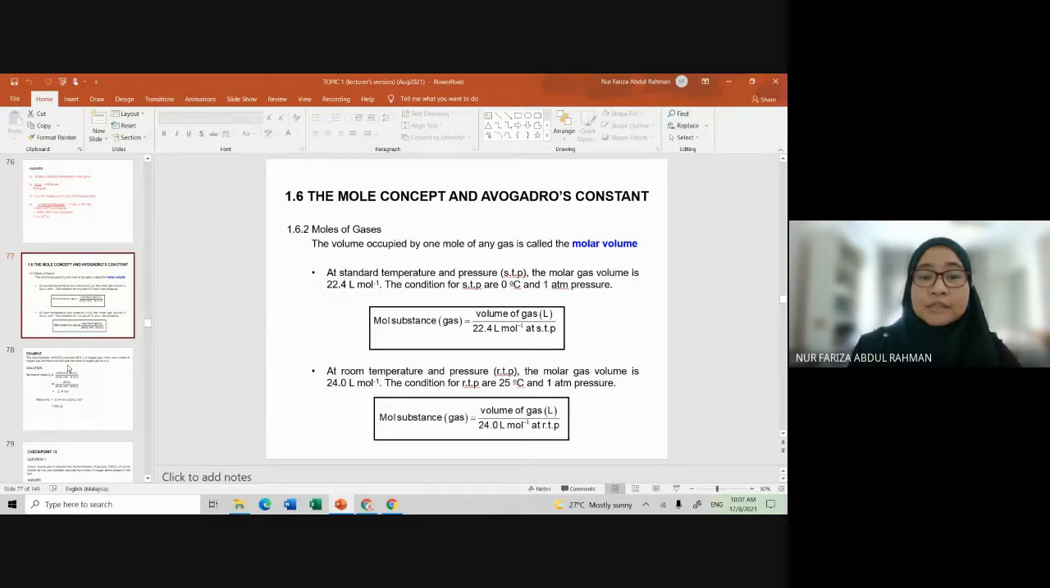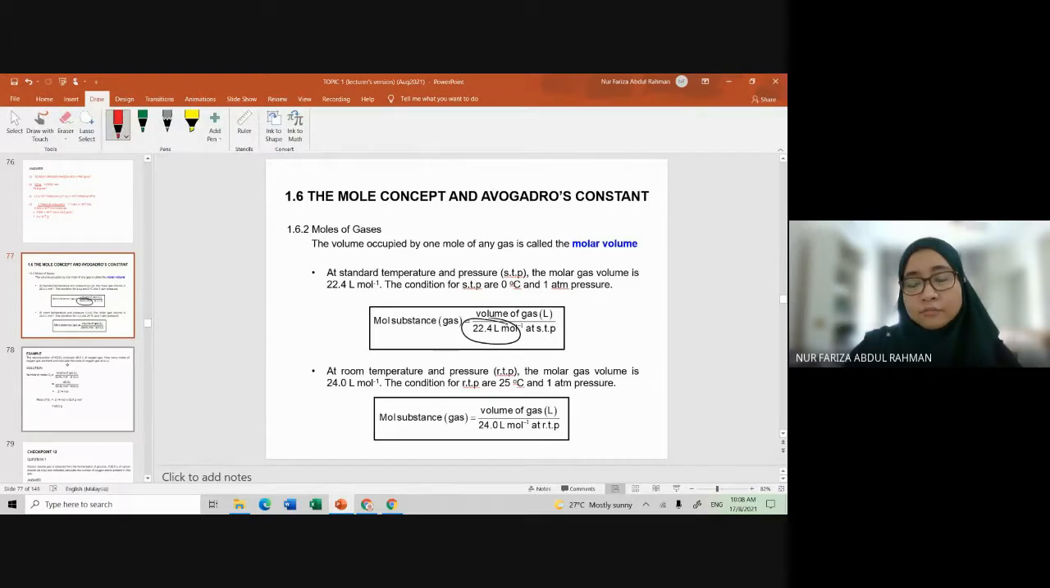Yeah, so please be aware of the condition. There are 2 conditions that you should know. One is at STP and the other one is at RTP. STP stands for standard temperature and pressure. The temperature is at 0 degrees Celsius and pressure is at 1 atm. On the other hand, RTP is at 25 degrees Celsius and at 1 atm. So the temperatures are different for both conditions.